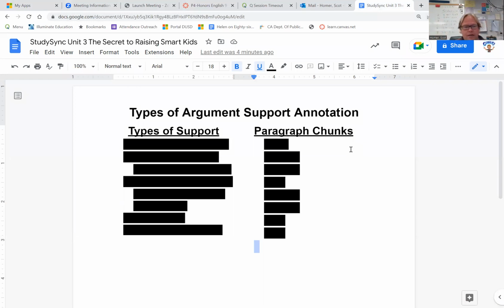Now, last time we did catch annotation. This time we're annotating for something entirely different. So you're going to read the article again, a second read, but this time you're going to be trying to figure out what types of support the author gives to support her thesis. Okay, so let's go over these types of support.